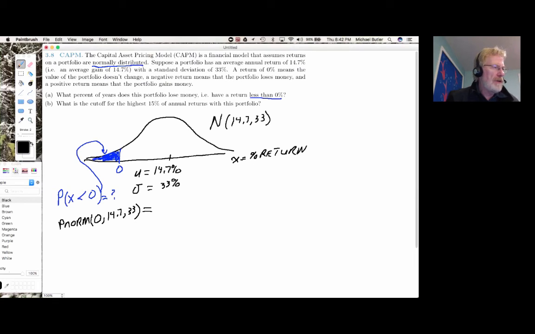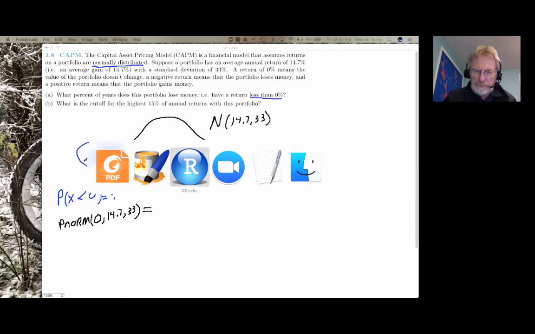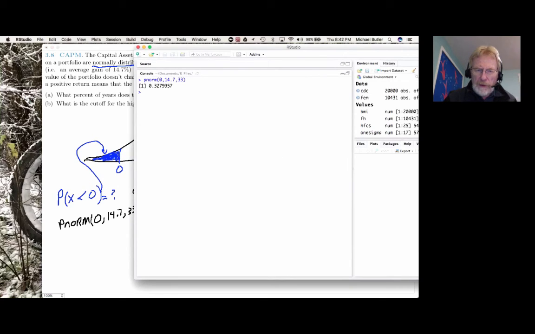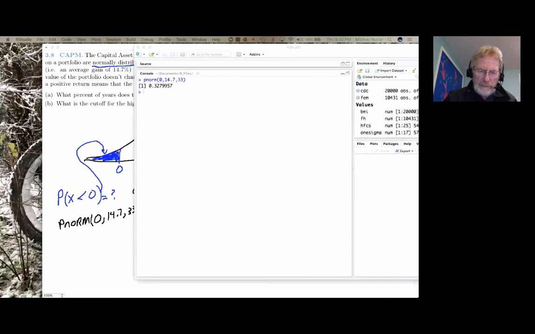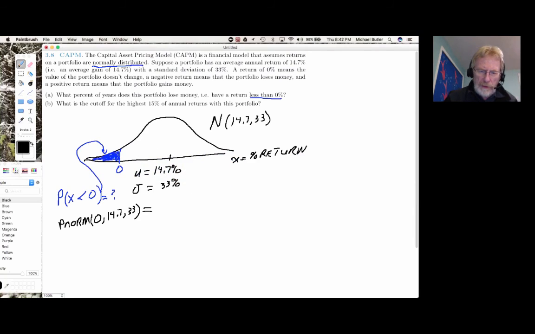Okay, so if we go back one more time and grab that number out of RStudio, it looks like roughly 33% of the time we're going to lose money. So it's about 33%.